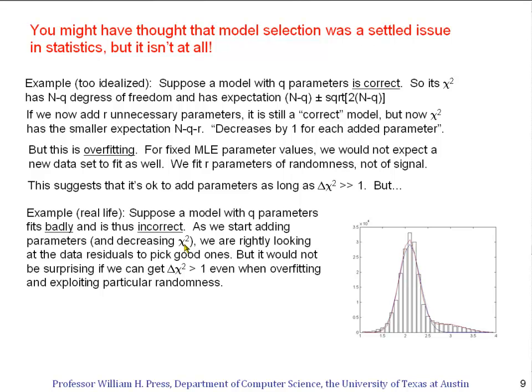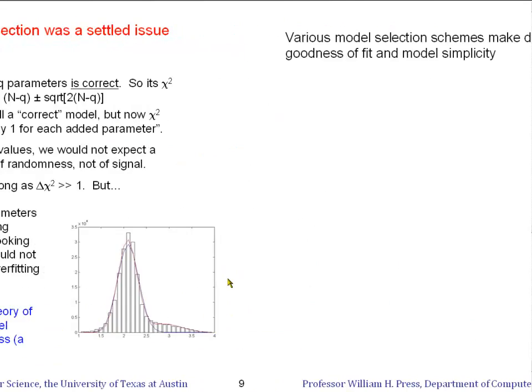Well, it's not surprising when you do that kind of thing that you can get a change in chi-squared greater than 1, even when you're overfitting and exploiting the particular randomness. So your model's getting better and chi-squared is going down by more than 1 each time, but you can still fool yourself by overfitting, because all of your models might be incorrect, just getting closer and closer to properties of both the real data and its noise.